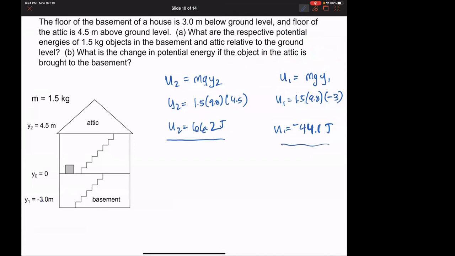Notice that U1 is negative. It's negative because it's relative to our reference level. So you can have a negative potential energy if you base it on your zero position. You want to look at your zero position and refer where you're at to your zero position. A positive potential energy means you're going above, and negative potential energy means that you're going below.